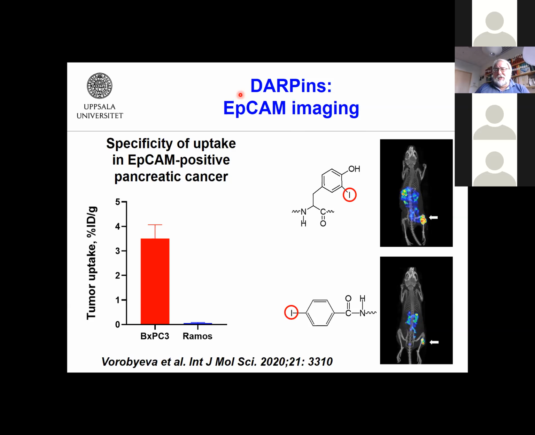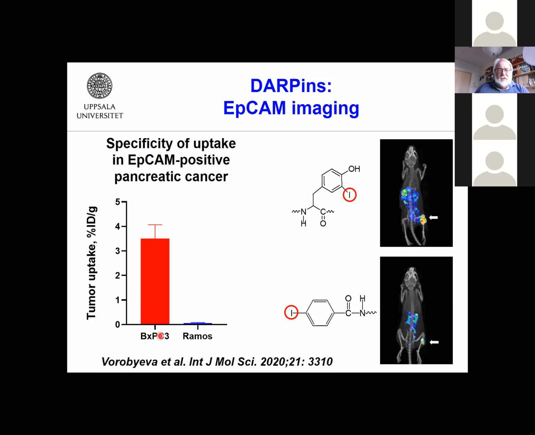bigger impact on healthcare. EpCAM is also considered a cancer stem cell antigen, so it is expressed by the most malignant cancer cells. So it, in our opinion, justifies development of therapeutics against EpCAM, and we also wanted to have companion diagnostics.